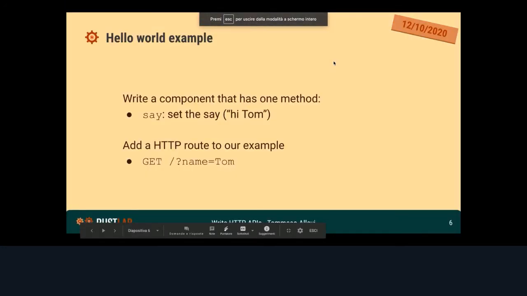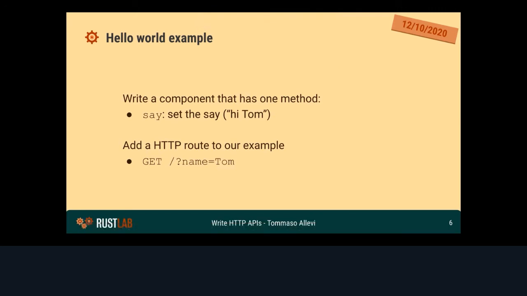We can continue. Our hello world is provided by two components. The first is a method, say, that accepts a string, who, and returns another string for saying hi to who. And the HTTP router gets on the root, accepts name as a query parameter, and responds with the say hi. This is our hello world example. So let's code it and obviously test it.